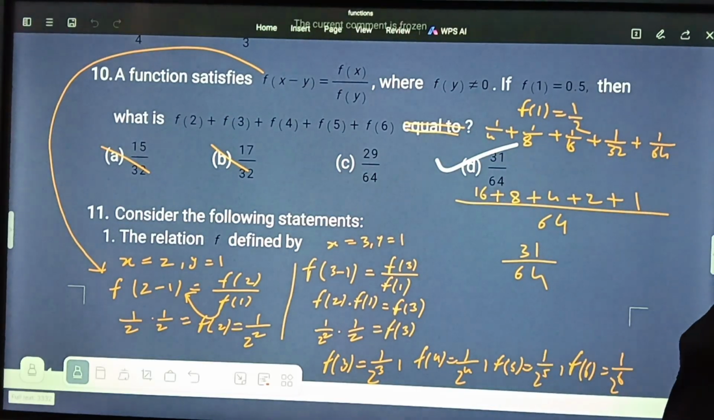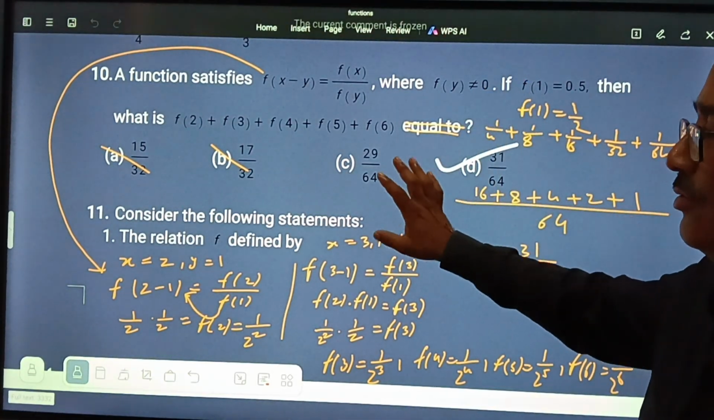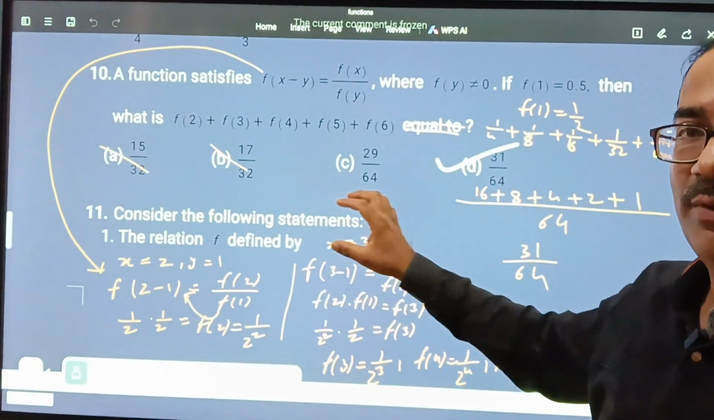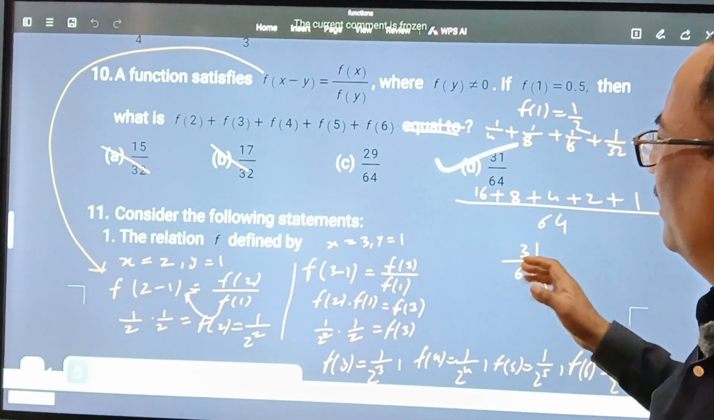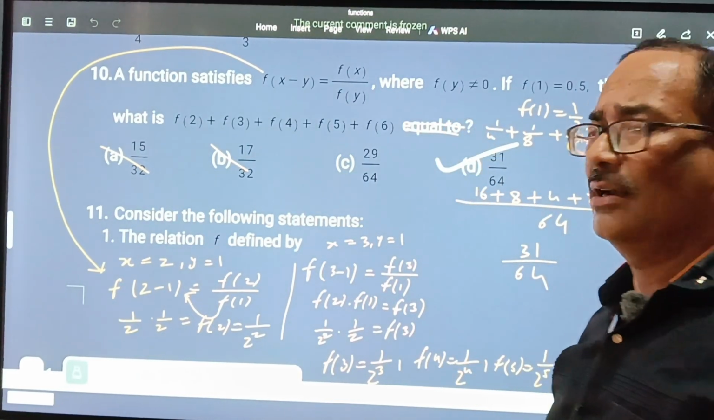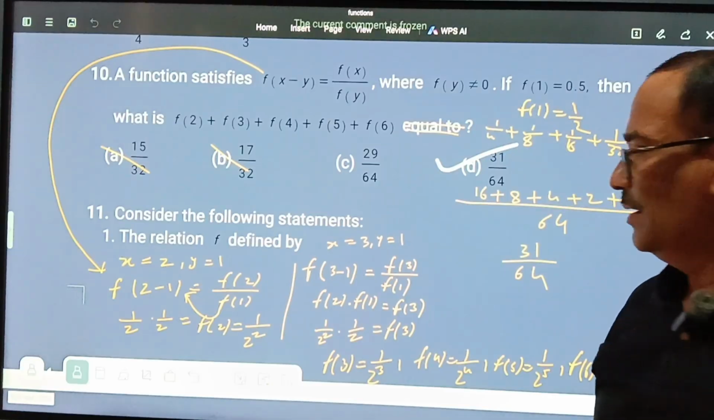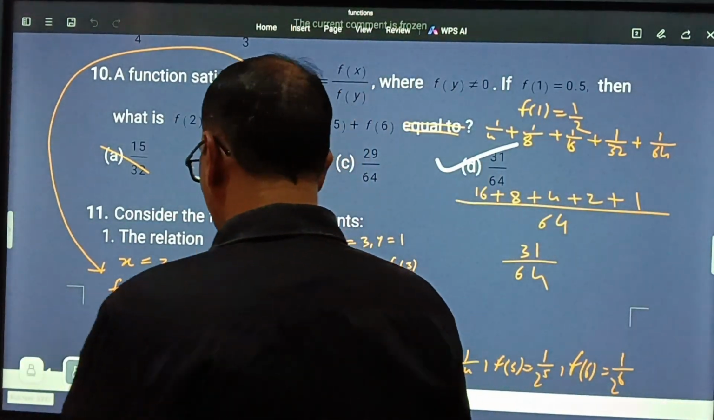So this is very easy, but the functional equation is there. So we have to find f of 2, f of 3, f of 4 and then substitute these values in our question and solve it. Got it, children? Now we can take the next question for you.